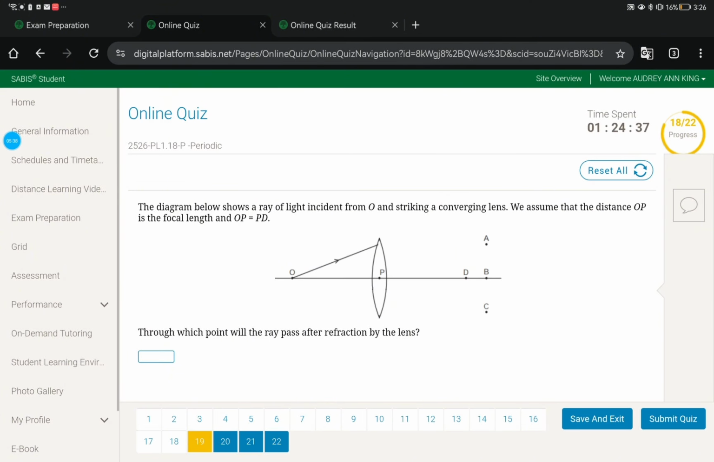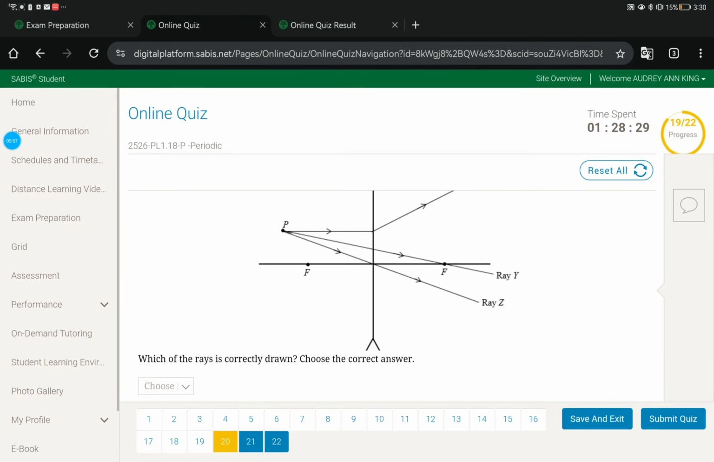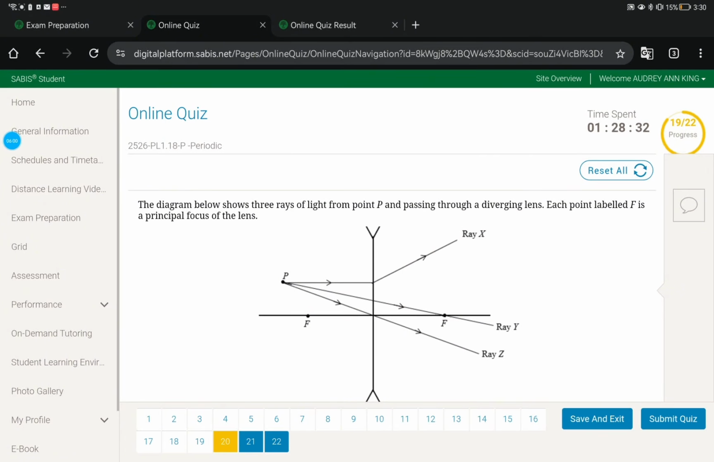The diagram below shows the ray of light incident from O and striking a converging lens. We assume that the distance OP is the focal length. Okay, for this one, it's another one of the cases. We can see it's at the second focal point. So it means after this, it's literally just going to travel straight, meaning it's going to cross through A. Okay, so we can see in this case, it's in between 2F and F.